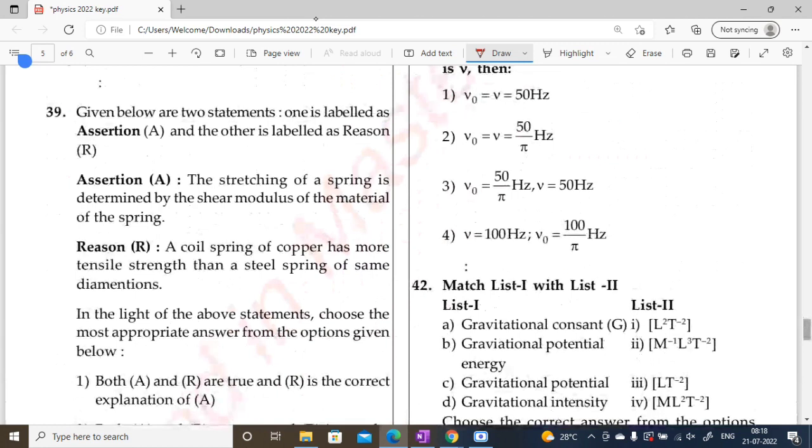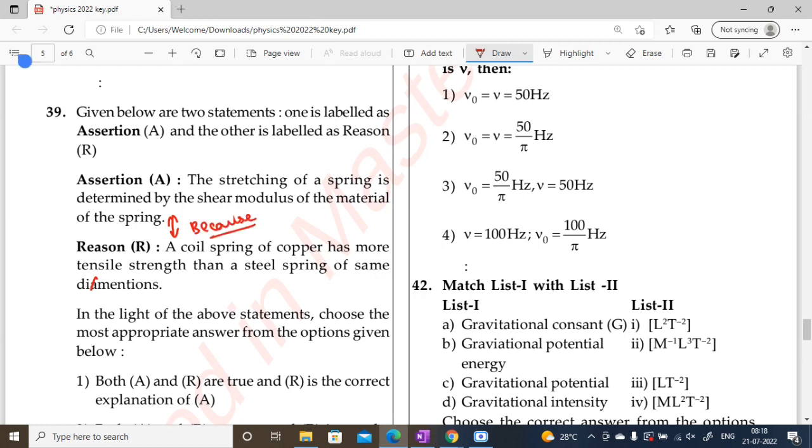Okay, next question, 39th question. Assertion reasoning. The stretching of a spring is determined by the shear modulus of the material of the spring. And reason: a coil spring of copper has more tensile strength than the steel spring of the same dimension. The spelling of dimensions is wrong here. In an assertion reasoning question, to relate these two statements, let us try to add a 'because' in between.